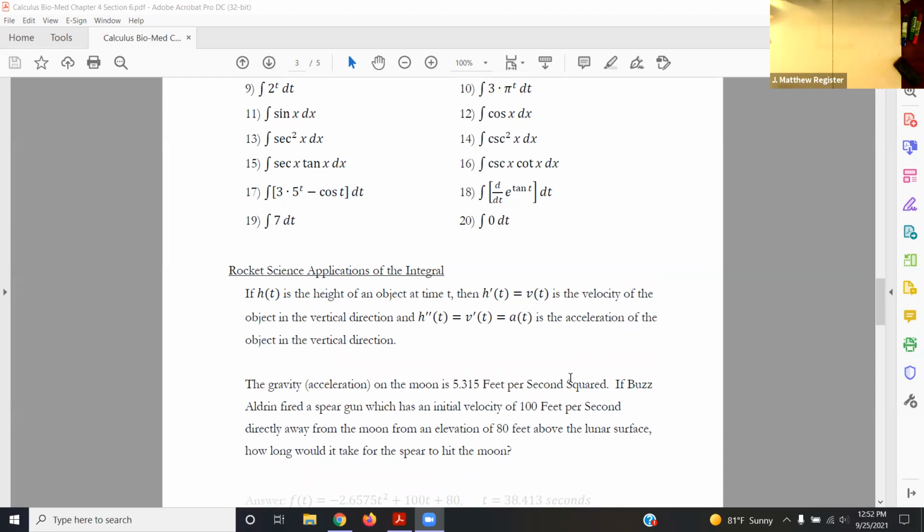And so let's draw a quick model. I'm going to have the lunar surface. So we'll say the moon. We're going to draw a picture of Buzz Aldrin with his spear gun. And then we see that he starts out 80 feet it was, I think. Yes, 80 feet.